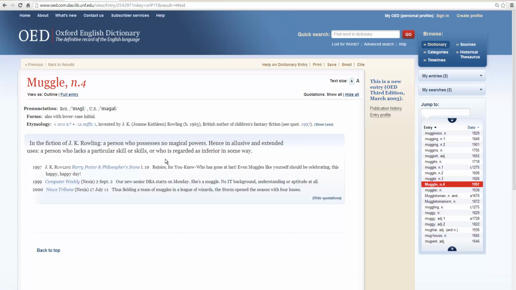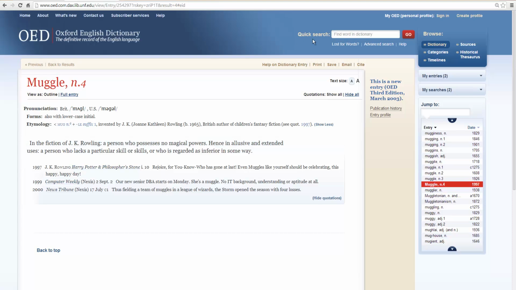However, in 2000, the News Tribune used that language to make clear to its readers that there was a comparison being made between this wizard-like ability people had versus people, a league of wizards. "Fielding a team of muggles in a league of wizards, the Storm opened the season with 4 losses." It's a sports metaphor here. The good players are wizards, the bad ones are like muggles. They have no powers to even compete with these magical wizards.